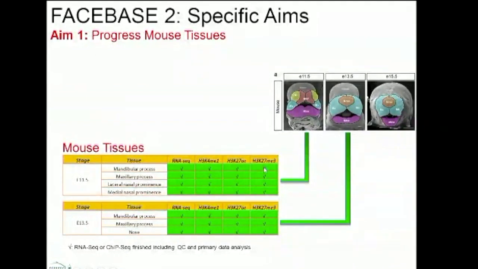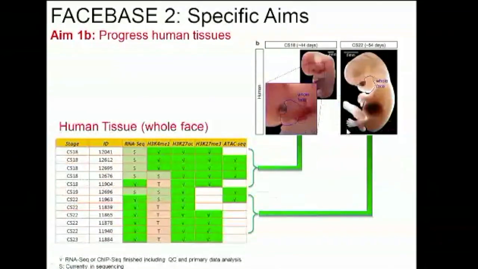And we have now in year 2 focused on E13.5. So we have now completed data collection for all of these different marks from these different parts of E13.5 mouse face. And then we have also processed many additional human tissue samples. So each of these tissue samples is derived from a single human fetus where the whole face region has been dissected out.